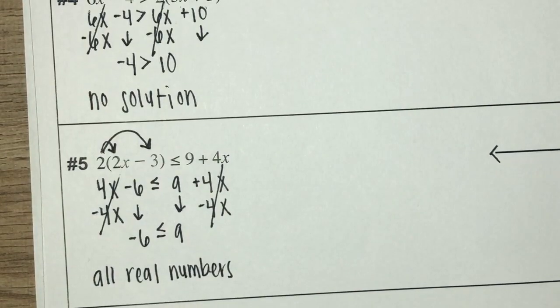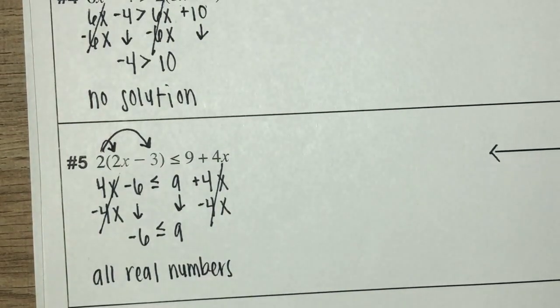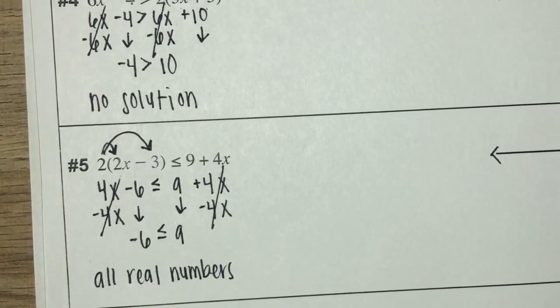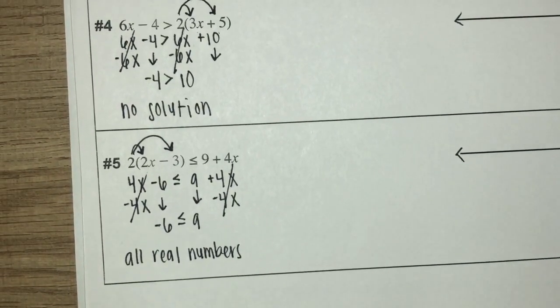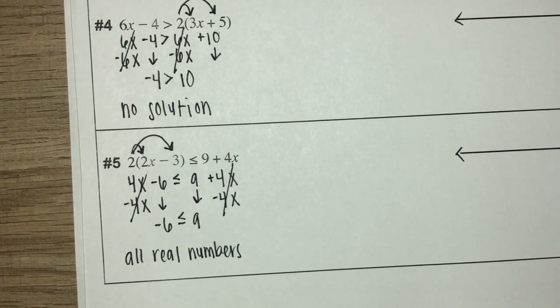And that means that x can be any real number, and that would still make this a true statement. So there's nothing to graph for 4 and 5, but just know that if your x's cancel out, you have to just pay close attention if the inequality is true or false before you decide if it's no solution or all real numbers.